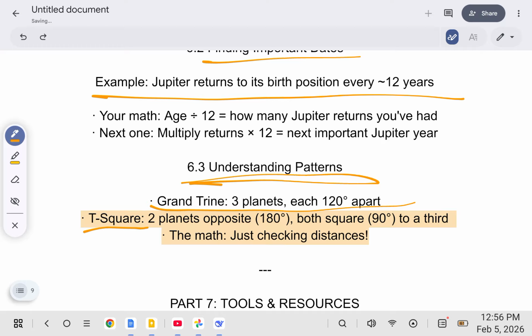All right, a T-square. Well, 2 planets opposite, 180 degrees, both square, 90 degrees, to a third. The math is just checking distances. Okay?